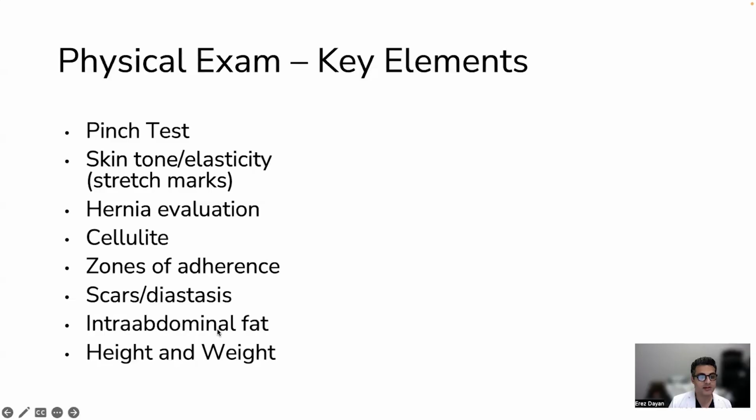As we discussed, we want to look at visceral or intra-abdominal fat, and you always want to measure height, weight, and calculate the patient's BMI ahead of time.